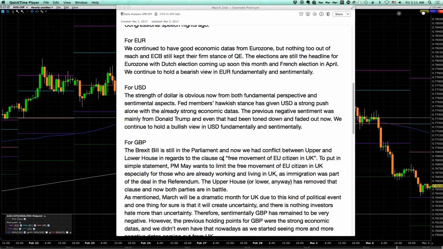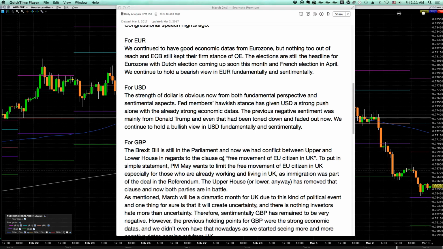US dollar right now is really the strongest currency. Fundamentally, data-wise, no doubt about it, it's very strong, but the Federal Reserve is really the new fresh catalyst, as a lot of members changed their stance and became kind of hawkish. So that's really what's pushing the dollar up.